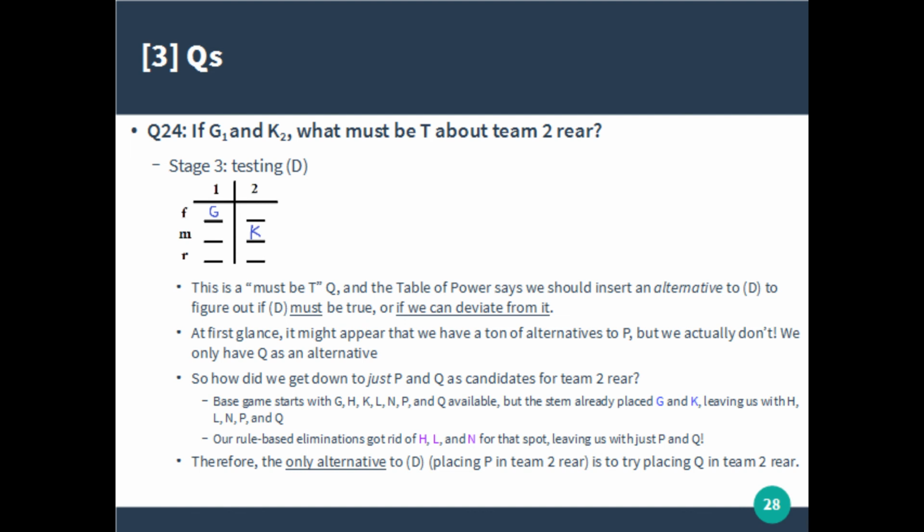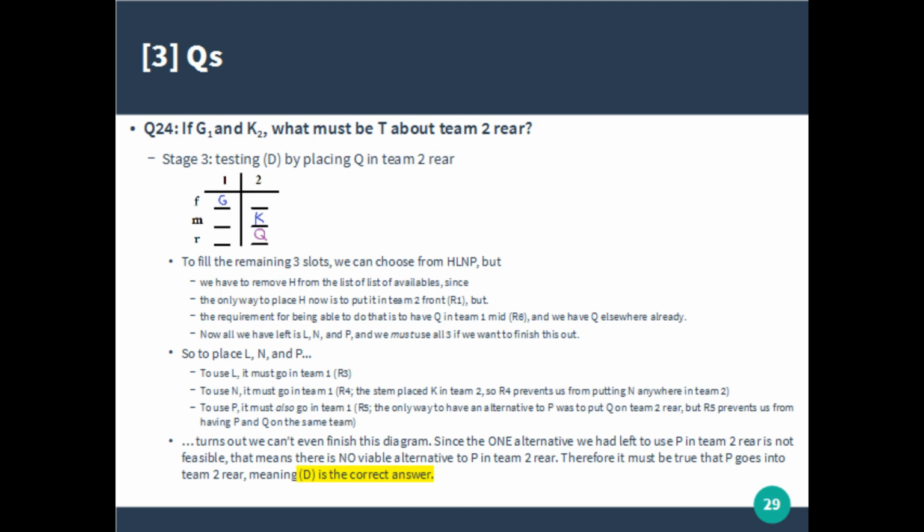So therefore, the only alternative to D, which is to place P in the Team 2 rear spot, is to try placing Q in the Team 2 rear spot. Again, that is our only viable alternative based on all the work that we've done. So just as we found out on the previous slide, since we are testing D in a must-be-true situation, the only way to do that is to plug in an alternative to D, and in turn, the only alternative to D is to place Q in Team Two's rear spot. That's exactly what we'll do to test this out now.